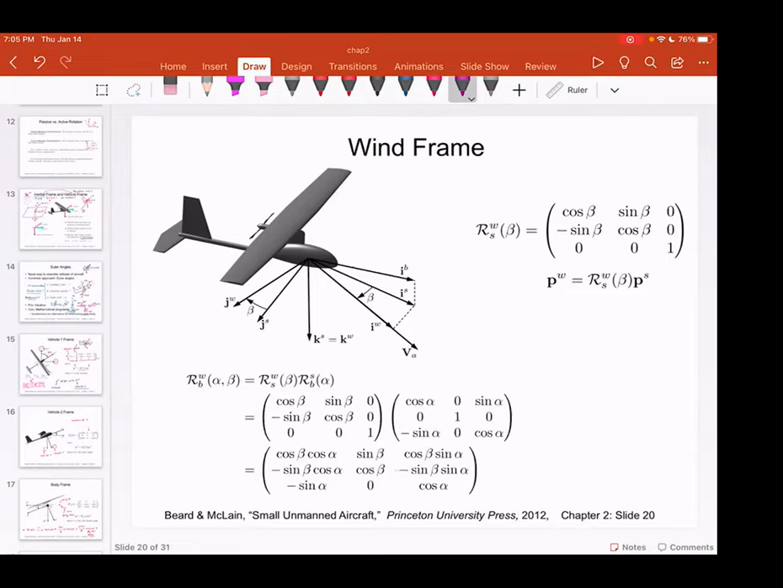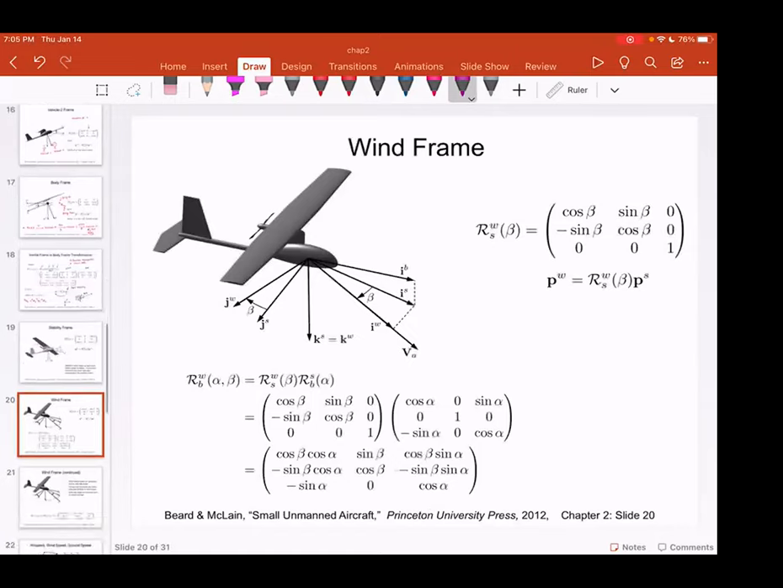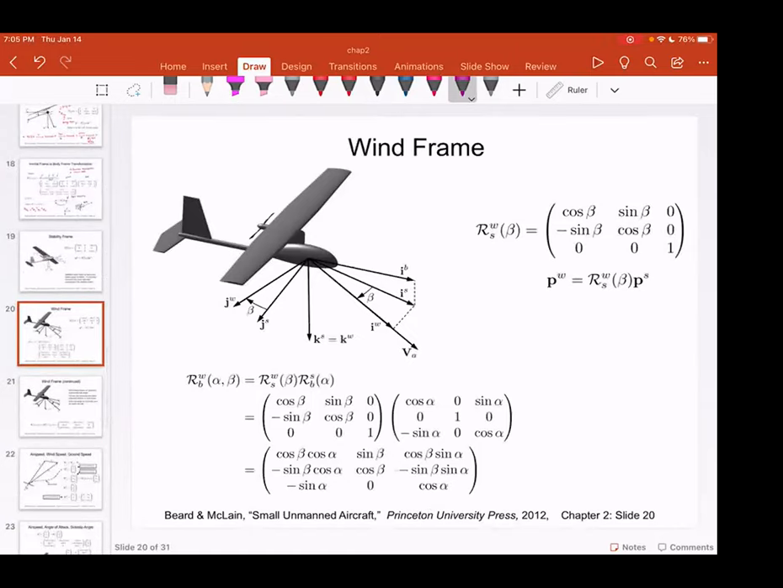Now, here is something you may want to be very careful about. When you are going to solve project one, the coordinate system that you use has to be consistent. What coordinate system you use is totally up to you, but the coordinate system has to be consistent.